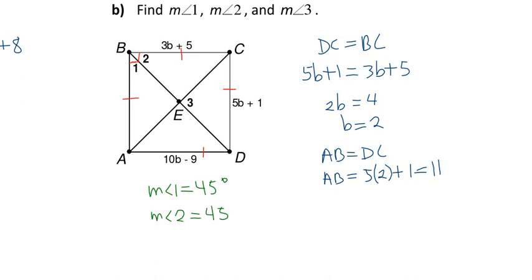and the measure of angle 2 also equal to 45 degrees, and the measure of angle 3 would be 90 degrees because a square is also a rhombus, and in a rhombus the diagonals are perpendicular to each other. So we have right angles here, especially angle 3, which is the angle that we want. So the measure of angle 3 is 90 degrees.